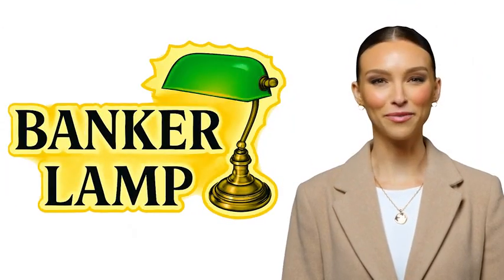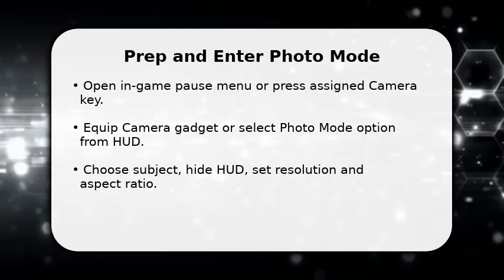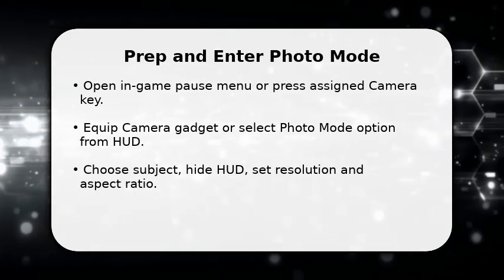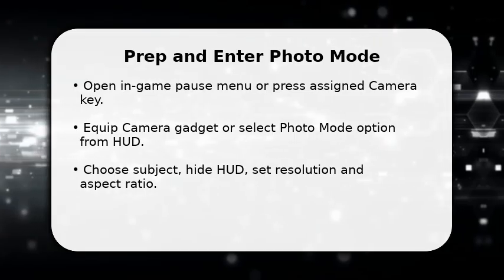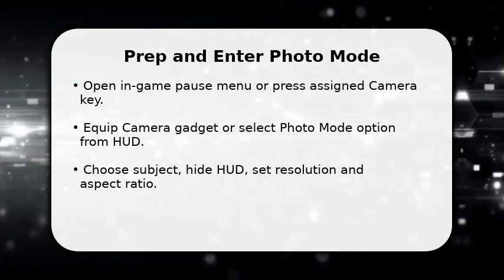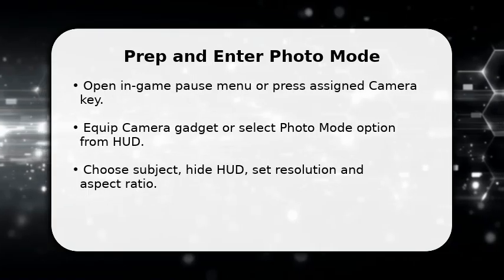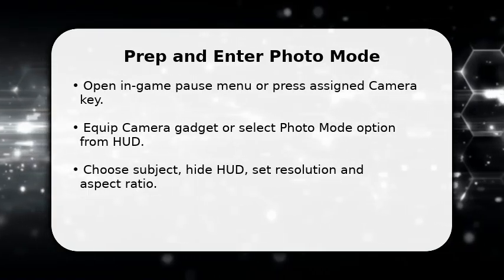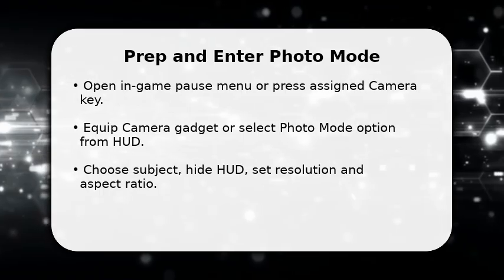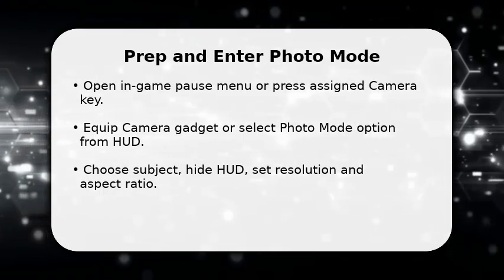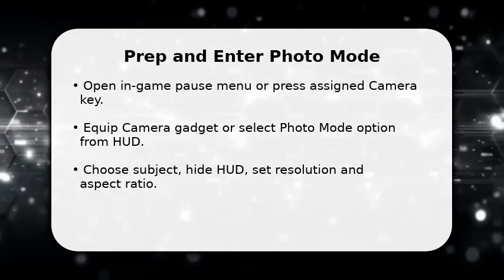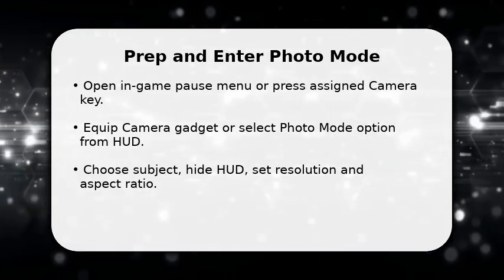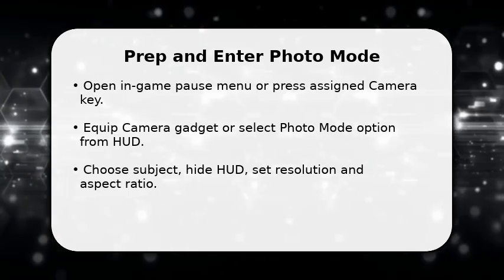Please enjoy the video. You need the camera tool or photo mode unlocked. Grab it now. Open the pause menu or press your camera hotkey, then equip the camera gadget so you can move freely. Once done, turn off HUD elements to declutter the shot and select your resolution and aspect ratio. Higher settings give clearer images. Make sure your subject is in frame before moving on. This initial setup saves time and prevents redoing compositions later.